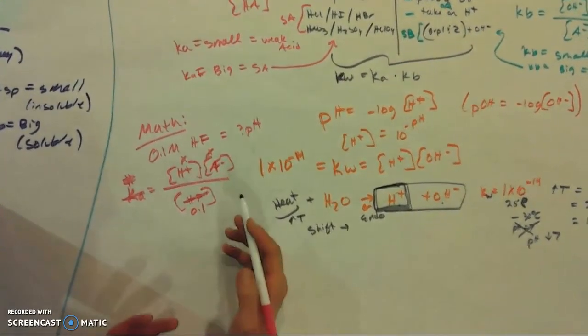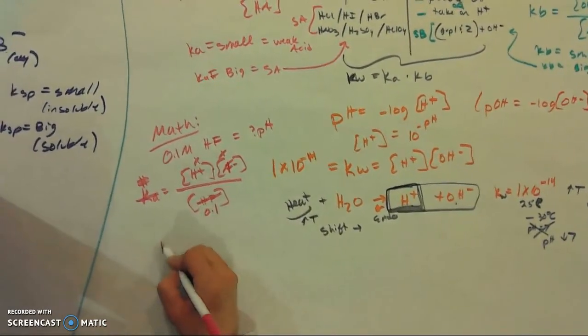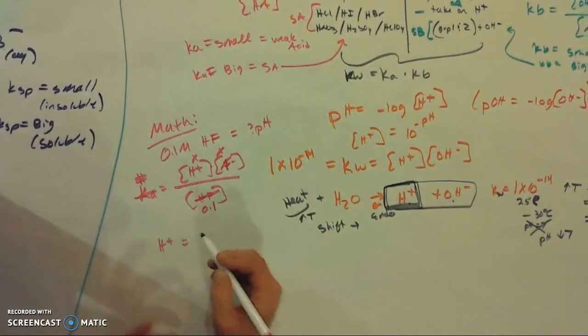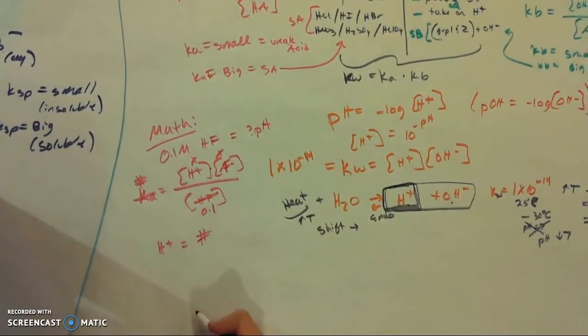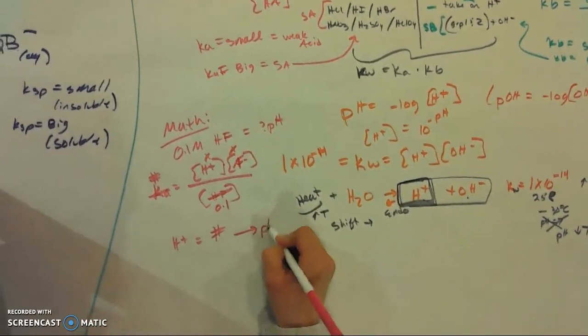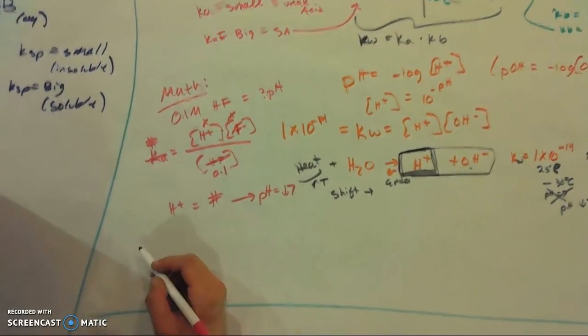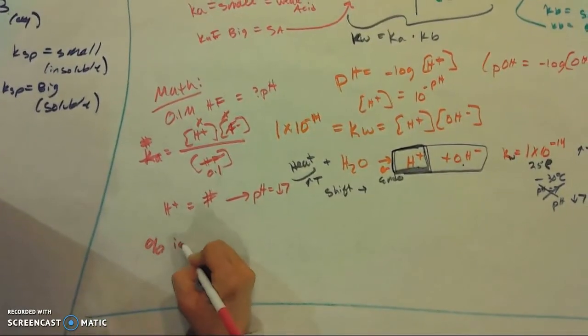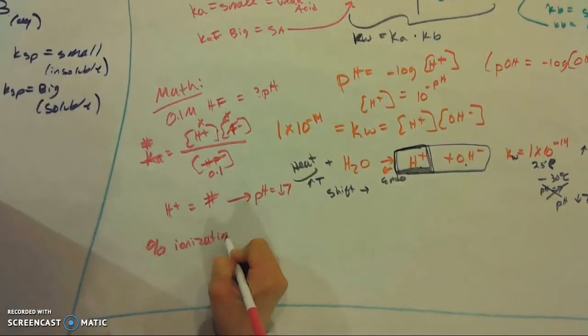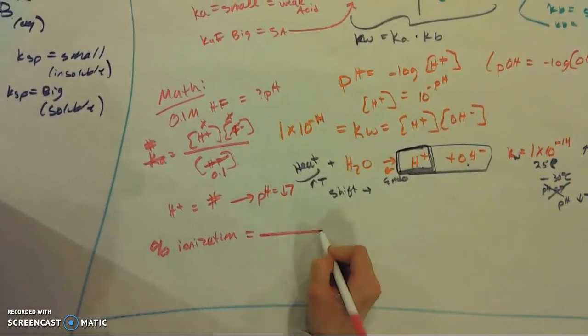This is where we've got our x squared divided by 0.1, and I can actually solve for what my H+ is. H+ is going to be some number. And then I can convert that to pH, and it's going to be lower than 7, because it's going to be acidic. I can also ask myself, what's the percent ionization for that one? And as a reminder, they love to do that one.